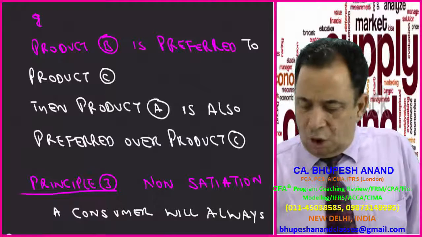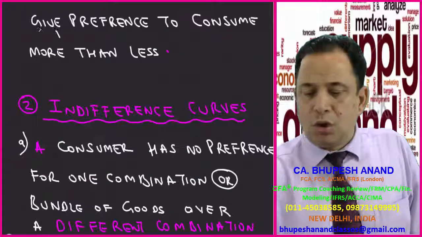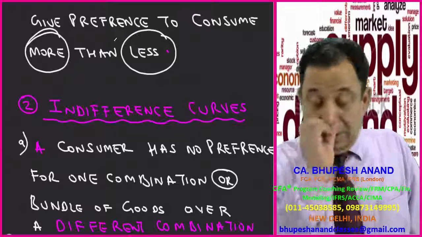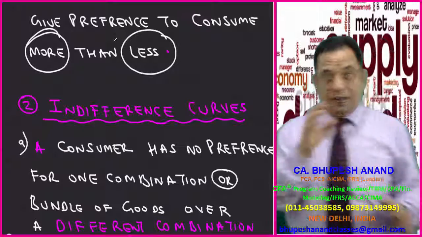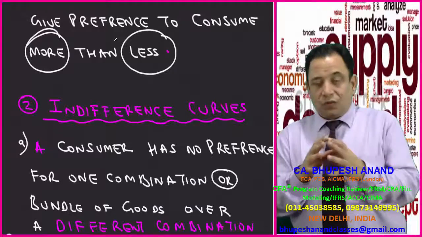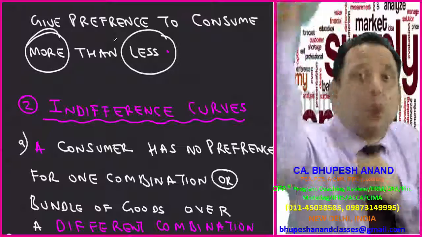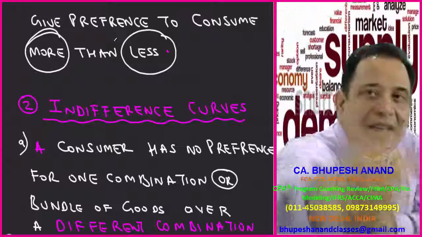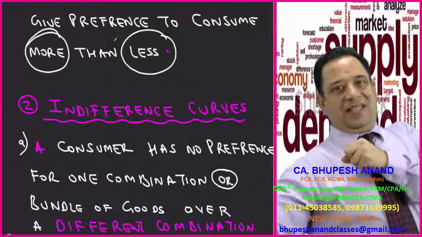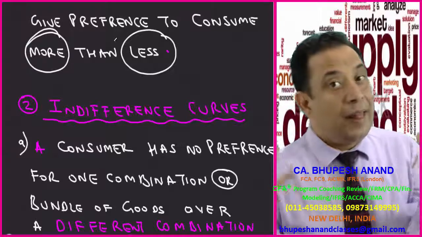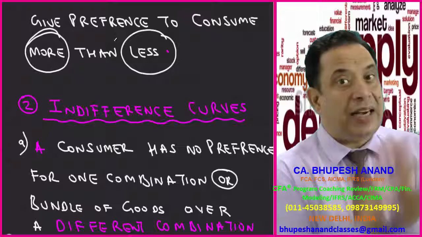A consumer will always give preference to consume more than less. This is natural. If we are given the choice, the consumer will always prefer to consume more because it will give him more satisfaction as compared to less. So these are the three principles which we should be aware of.